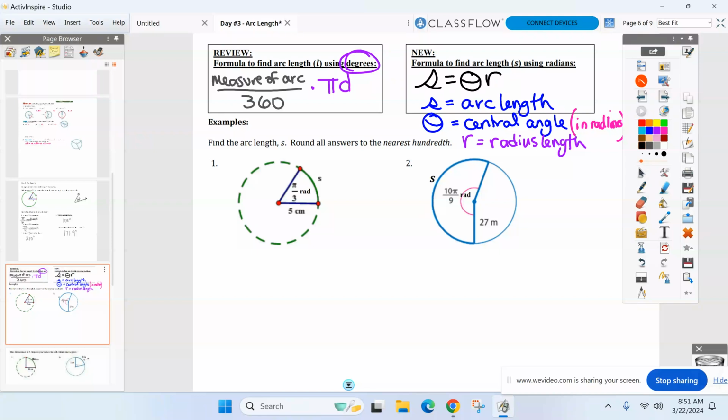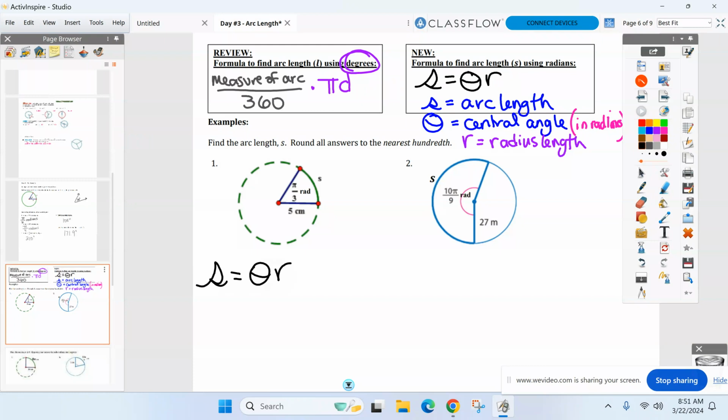Find the length of an arc. Everyone look at the angle. What type of unit is it in? My central angle, what type of units am I measuring it in? Radians. So I can't use this formula from yesterday because that has to be degrees. So I'm going to use S equals theta R. That's the formula I use to find the length of an arc if the angle's in radians.